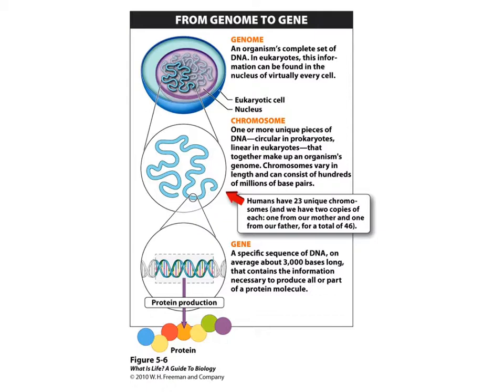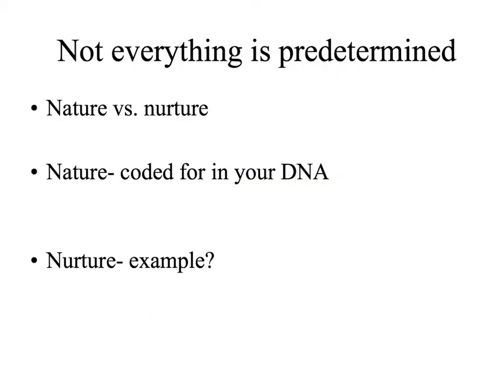Each gene may have many alleles, which are different variations that produce slightly different versions of the proteins. Proteins are what produce our traits. It's important to note that not everything is genetically predetermined. We do see some environmental influences on our phenotypes.